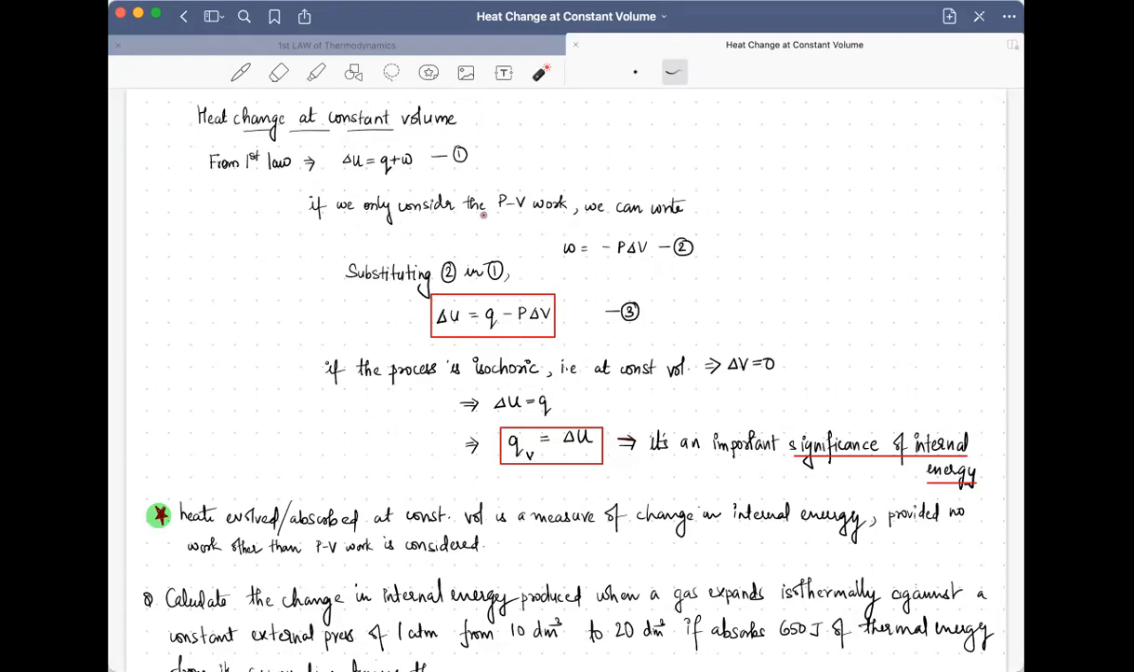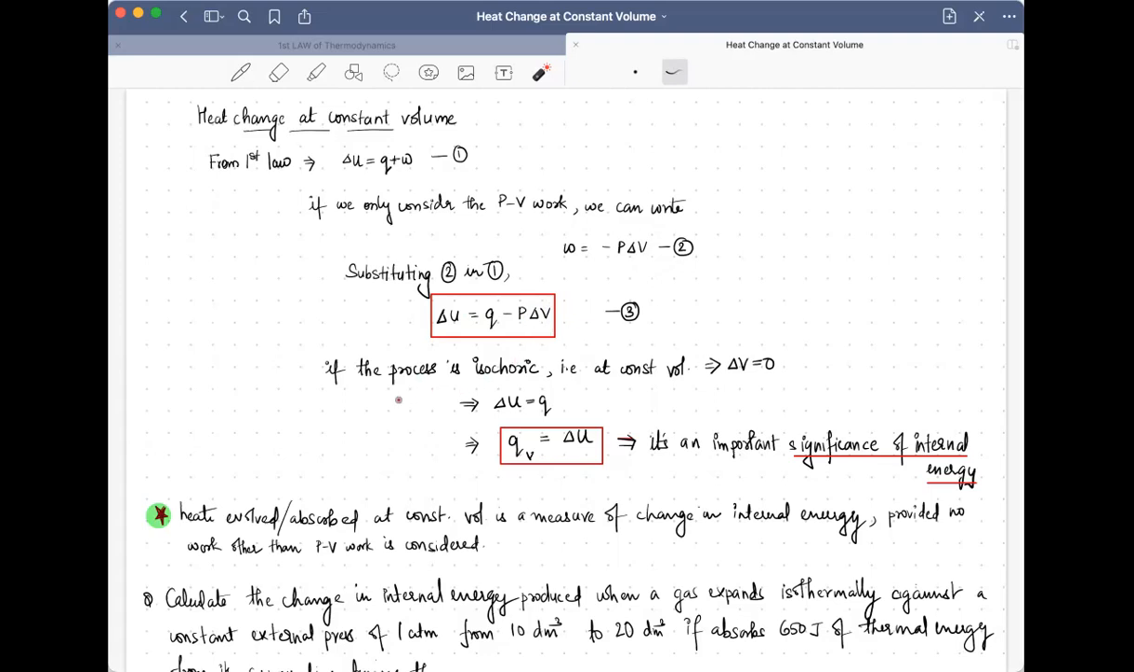Now, if we consider only the pressure volume work, which we have done in another video, where we talked about how to connect work with the pressure and volume variables, there we found that work done is equal to minus P delta V. Substituting this work in equation 1, the mathematical formula for the first law, we get delta U equals Q minus P delta V. So this is one important equation.